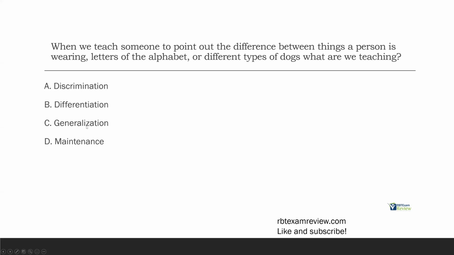We're not generalizing. All we know is we're in the same little teaching environment, right? Generalization occurs outside the teaching environment. And then maintenance occurs after teaching is done. We're still currently teaching these skills, right? So we're not maintaining yet. We are teaching stimulus discrimination. Telling the difference between all these different things is discriminating.